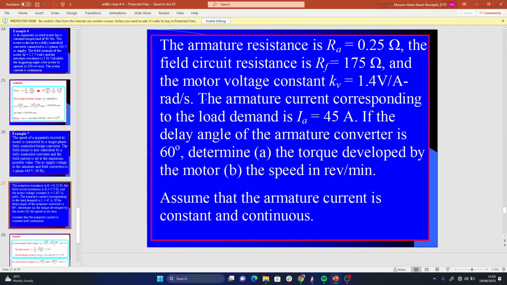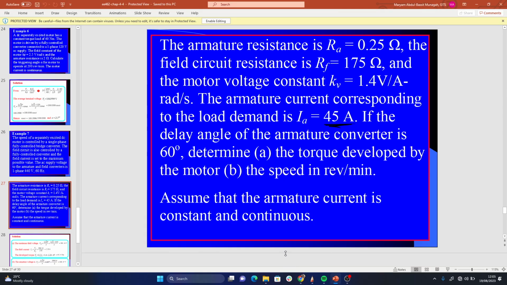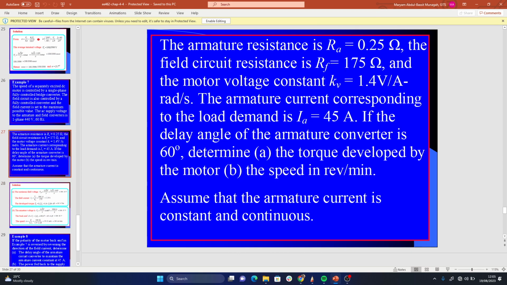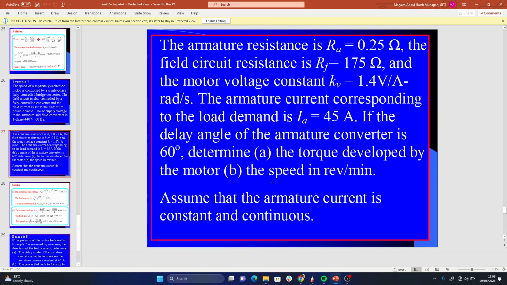Okay. Now, the armature corresponding load current, they're giving the armature current to be 45 amps. IA is 45 amps. Assume the armature current is constant and continuous. That means we can use the formula we've been using. They also give us that the delay angle of the armature converter is 60 degrees. So the armature converter alpha is equal to 60 degrees. Determine the torque developed by the motor, and B, the speed in rev per minute.